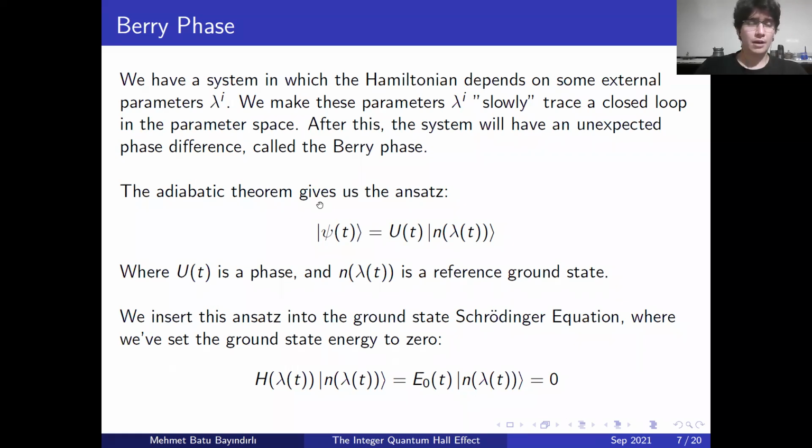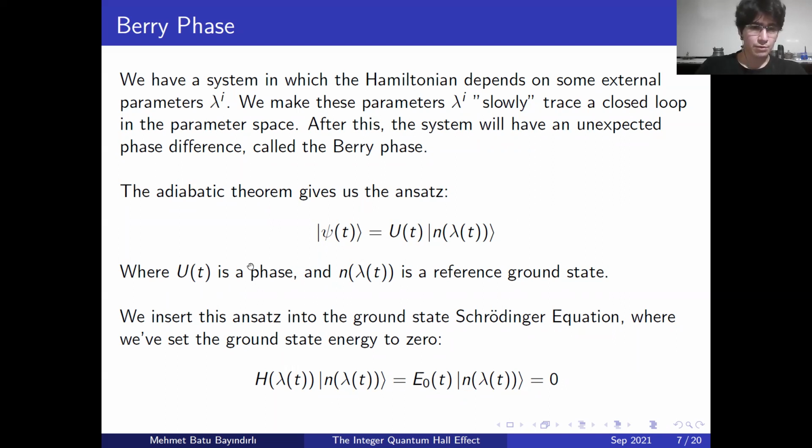I mean, let's suppose we are in the n equals third energy state, we'll remain in the n equals third energy state when we change these variables quite slowly. And this theorem gives us the ansatz, so we can write our wave functions as a phase multiplied by a reference ground state, and these are all functions of time, because in time we'll be changing these parameters, lambda i's.